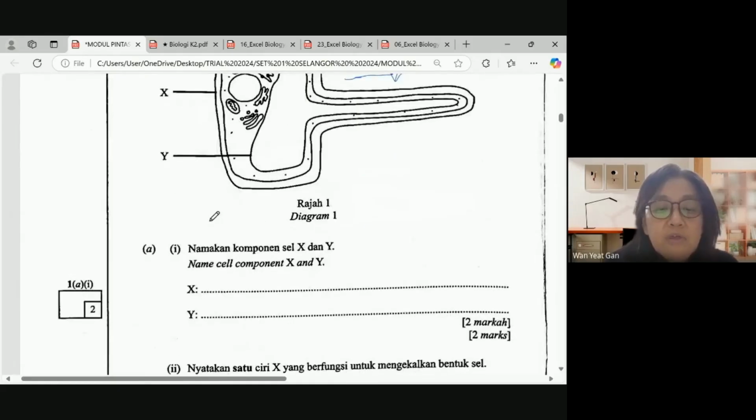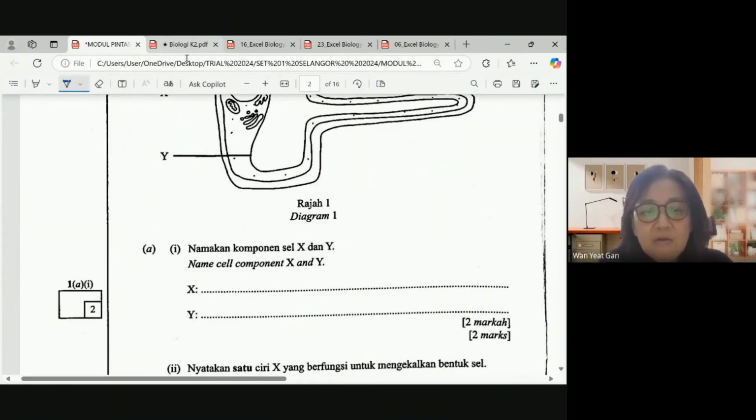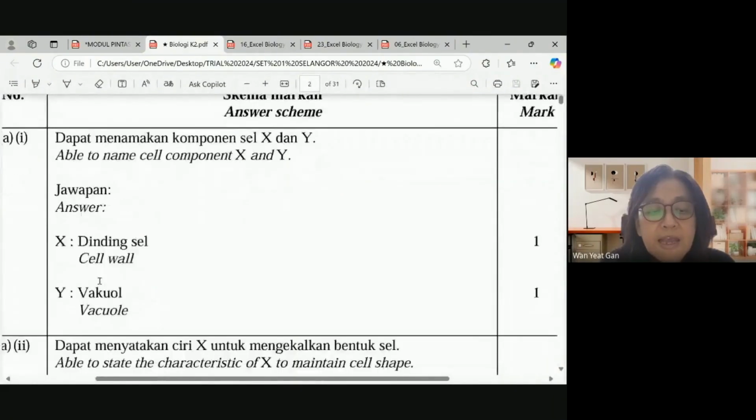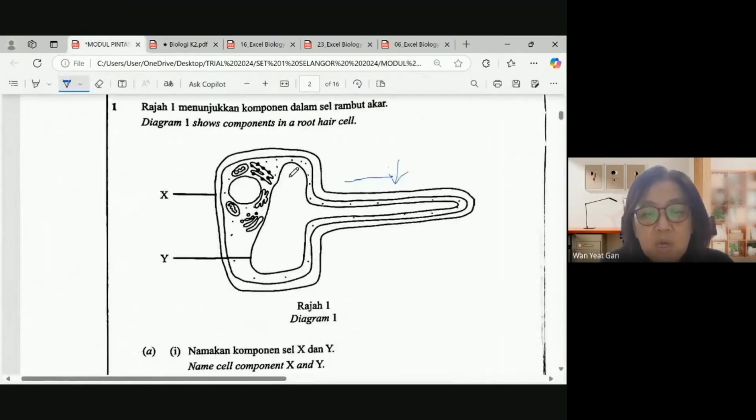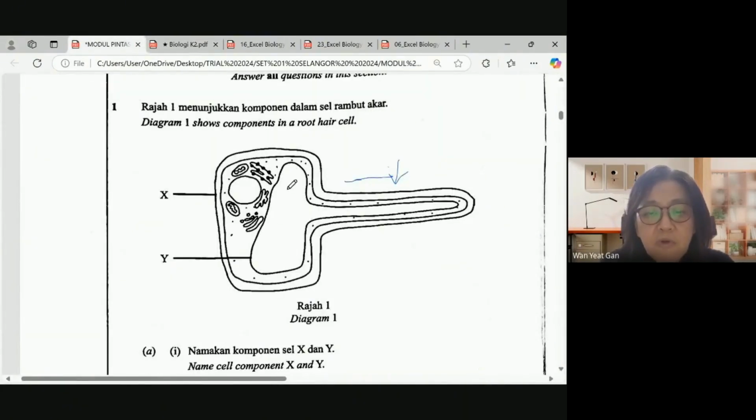So they ask for cell component X and Y. So X is the cell wall and Y is the vacuole, yeah. So the vacuole is very long and follows the long projection of the cell that has elongated, yeah.